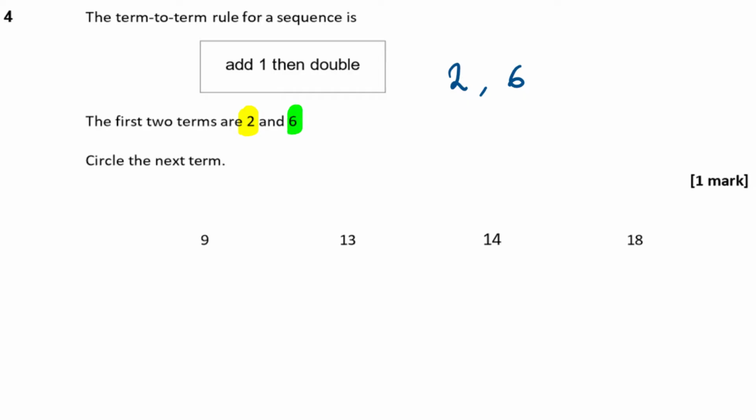But it's always a good idea to use the ones you've been given, just to make sure you're clear about how the rule works. And then after that, we're going to carry on. So the next term in the sequence is going to be 6 add 1, and then doubled. So 6 plus 1 is 7, and then 7 times 2 is going to be 14, isn't it? So my next term there is going to be 14.